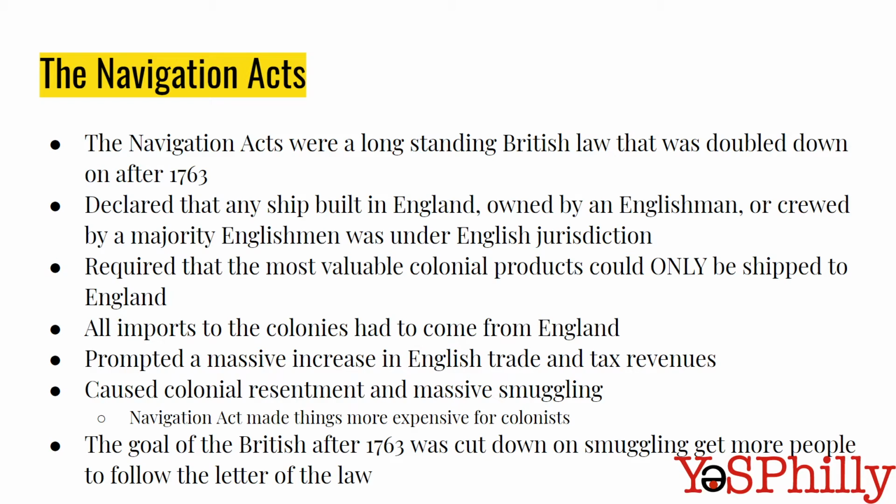They smuggled. They bought loosies. They didn't follow the regulations. They were smuggling tea. They were smuggling wine. They were smuggling everything that they could around these Navigation Acts to lower costs. Now, the goal of the British after 1763 was to cut down on smuggling and get more people to follow the letter of the law.